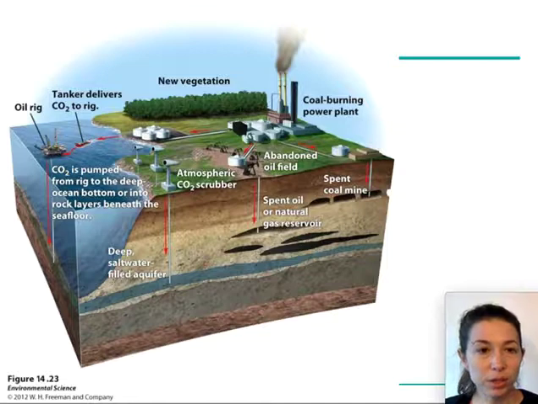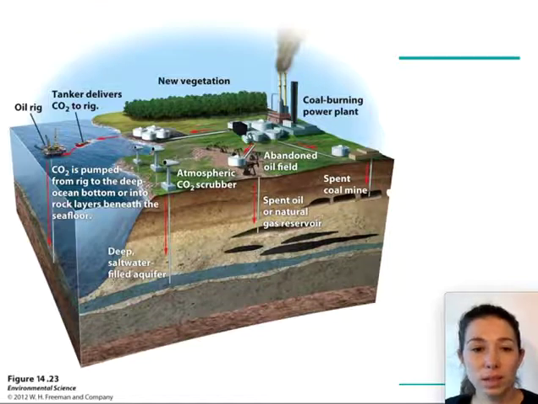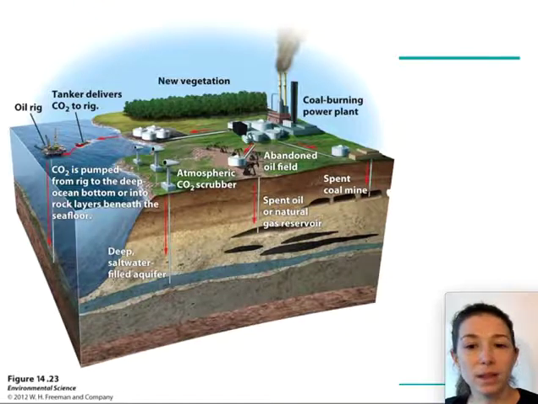They're showing you here in this cartoon different ways that we're working on. So how do we sequester CO2 from the air and put it underground? That is a very interesting question. Here it's showing you some CO2 scrubbers that will collect CO2 from the atmosphere and sequester it. They're showing you that hopefully we will be able to pump CO2 from a rig into the deep ocean or into rock layers underneath the seafloor. But of course, these are all energy intensive practices, and the easiest way to reduce CO2 in the atmosphere is to prevent it from getting there in the first place.